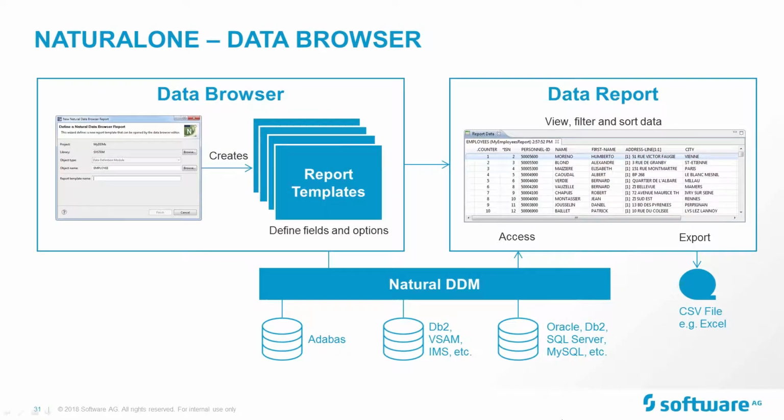To summarize, from the DDM, you are able to create and save a report template. When you run the report, you can browse and sort the resulting list and can save the whole list or parts of it as a CSV file.